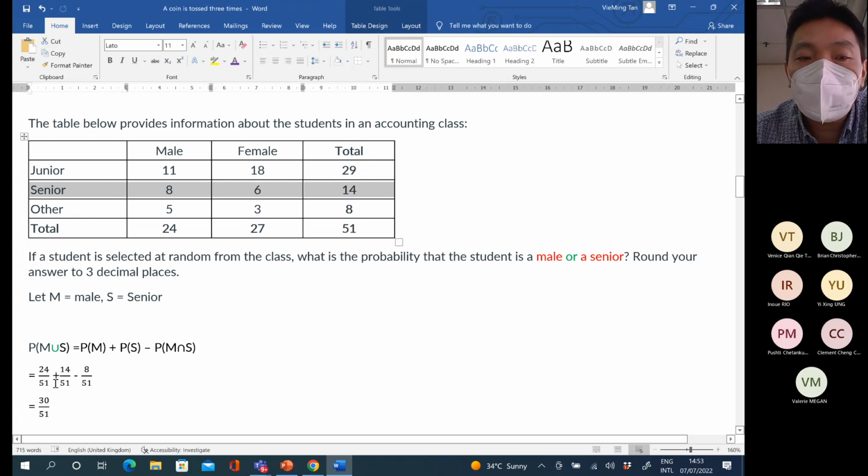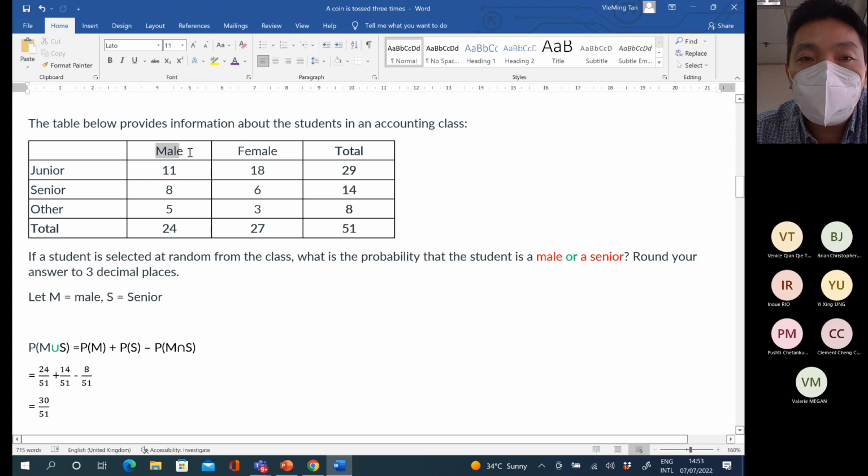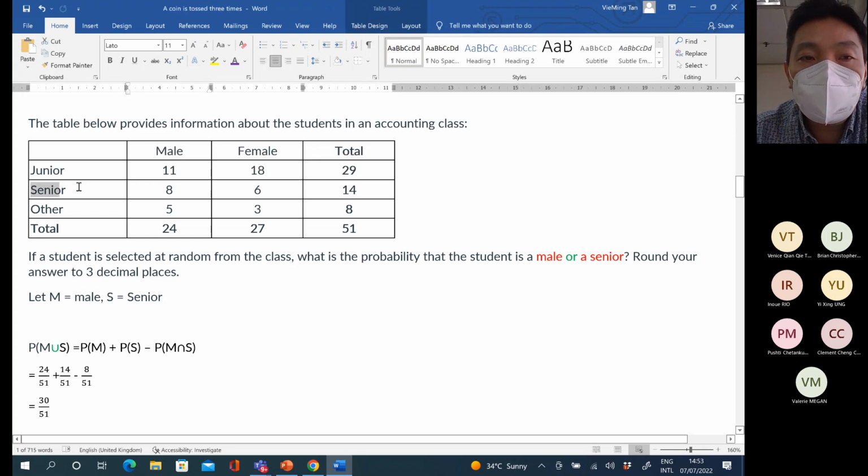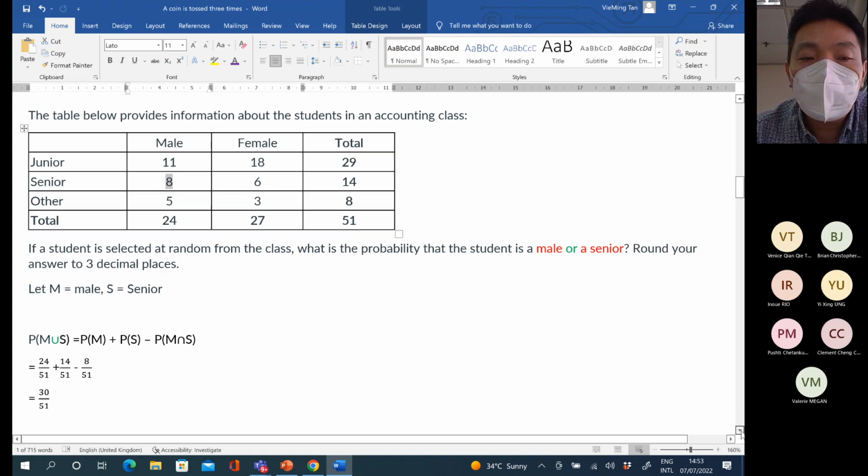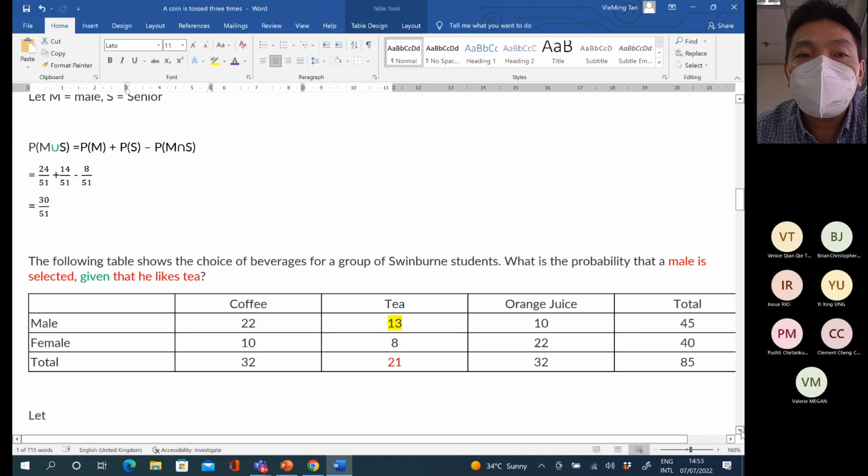This one, how to get M intersect S? We have to go to the M column and then go to the senior row and check the intersection cell, which is 8. This is the intersection cell between male and senior, which is 8 students. So I put here 8 divided by 51. Since the denominators for the three terms are the same, we can combine all the numerators now. It's equal to 30 over 51.